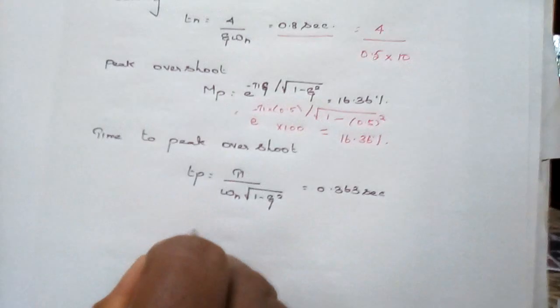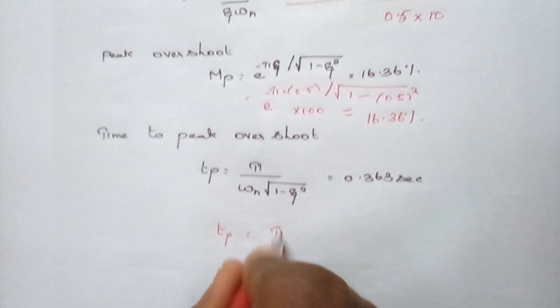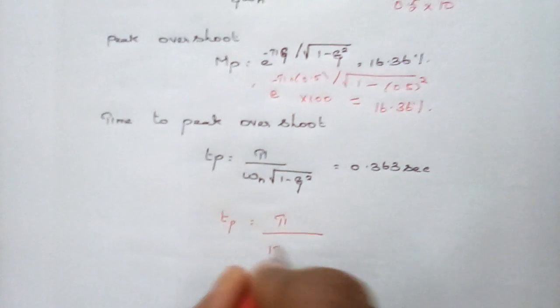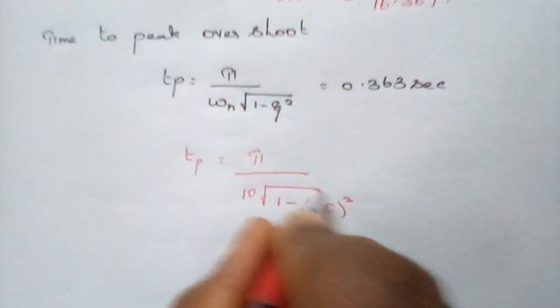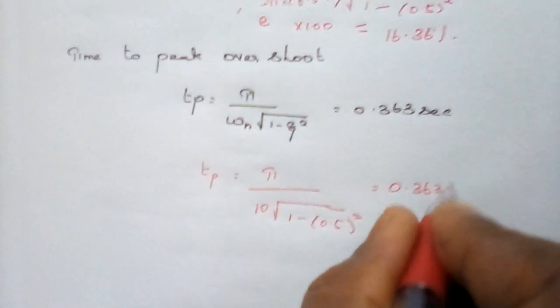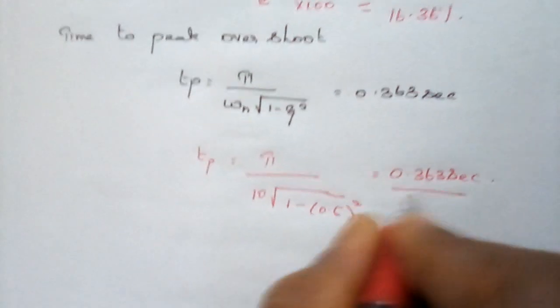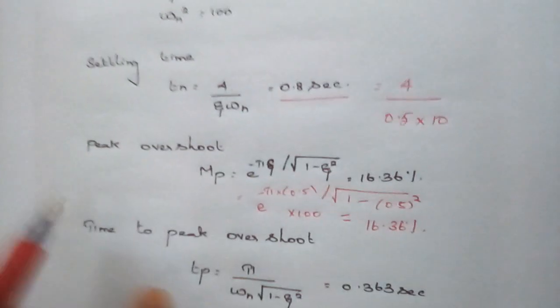And next, once these all are known, we can also find out the time to peak overshoot. The time to peak overshoot Tp, which is equal to pi divided by 10 root of 1 minus 0.5 the whole square. We obtain the value of 0.363 seconds.